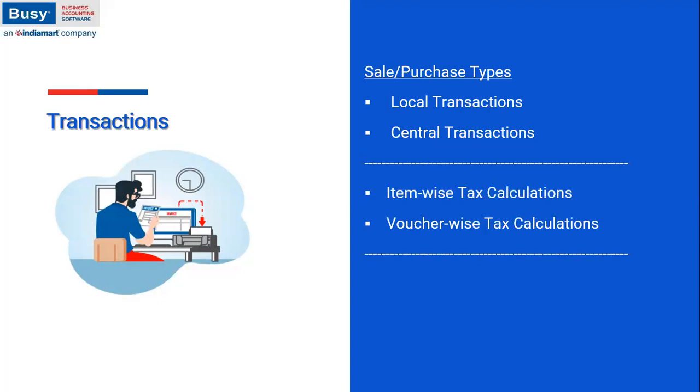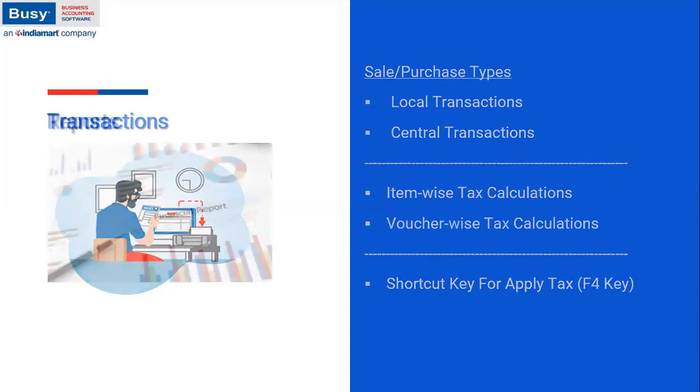Next is item wise tax calculation and voucher wise tax calculation. This facility is also available. If you want to apply the GST on item level or voucher level, you can define it. Both options are available. And if you are applying the GST on voucher level, then you can apply the tax through a shortcut key. You can press the F4 key in the voucher, and tax will apply like CGST, SGST and IGST. These bill sundries will apply automatically after pressing this shortcut key.